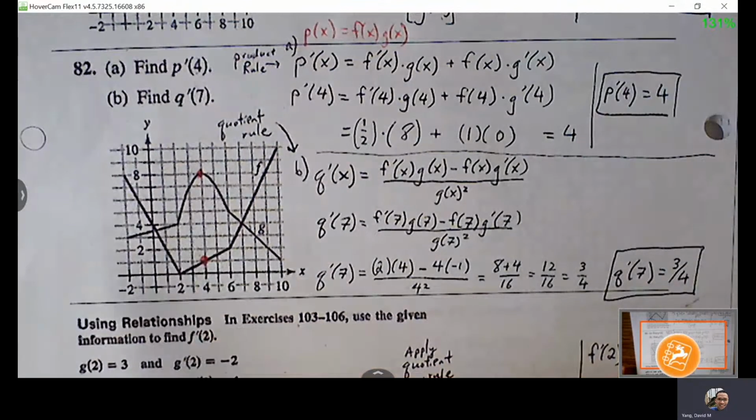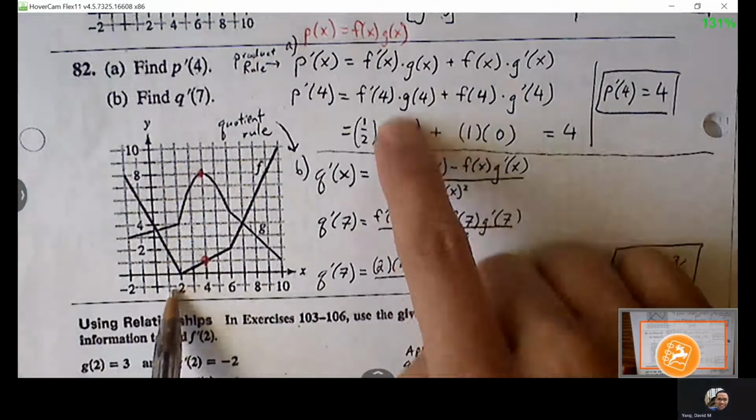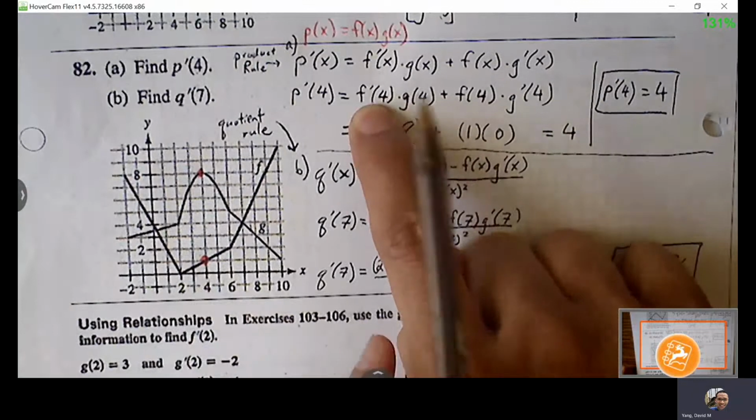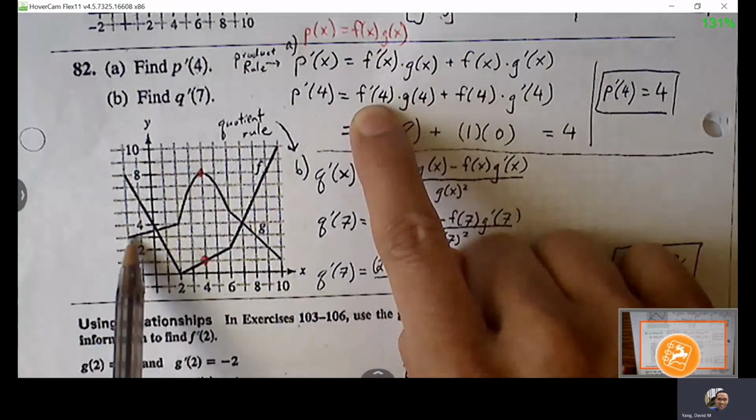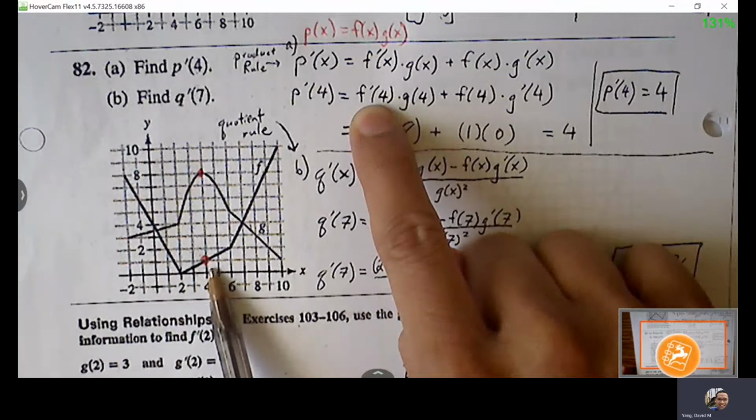So I highlighted in red. So f prime of 4. F prime of 4 is asking what is the slope of the f graph? Sorry, f graph is down here. What's the slope of the f graph at 4? What would you say?